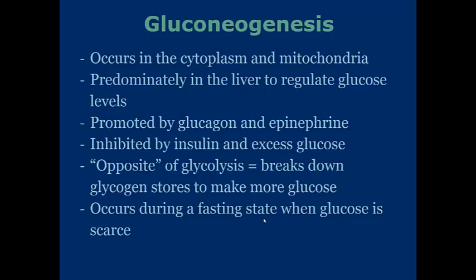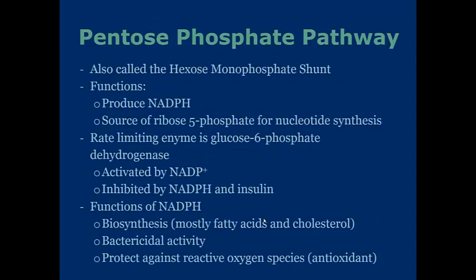The pentose phosphate pathway, also called the hexose monophosphate shunt, is another process that produces NADPH. It also creates ribose 5-phosphate for nucleotide synthesis later on. The rate-limiting enzyme is glucose 6-phosphate dehydrogenase, and NADP+ is going to activate it, whereas NADPH and insulin are going to inhibit it. Again, NADPH is a product, so this is a negative feedback inhibition.